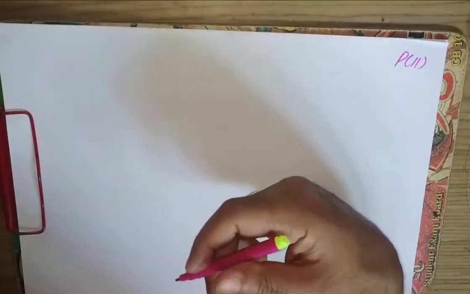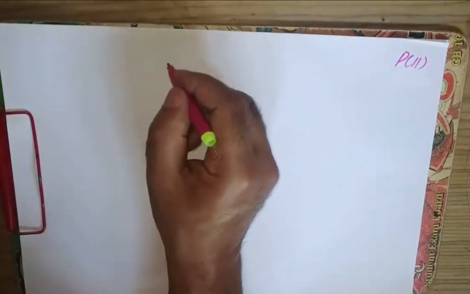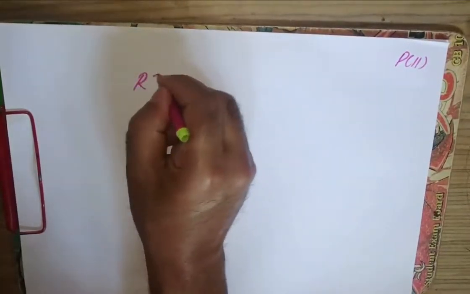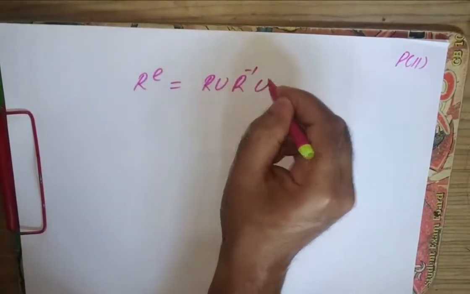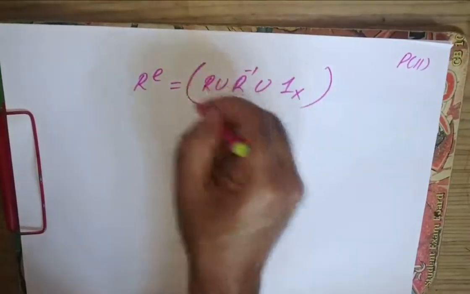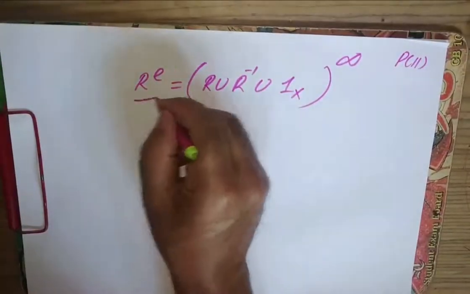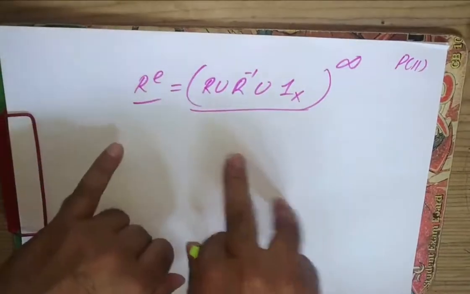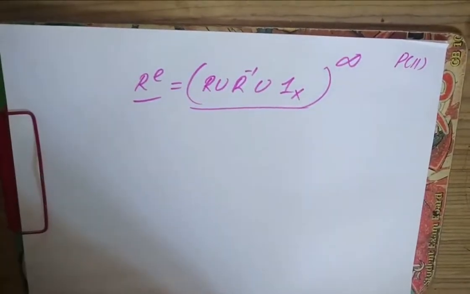So now the next theorem, in which we give the description of RE in terms of R, is very important. That theorem states that given any relation R, RE is equal to R union R inverse union IX power infinity. So this is a description of RE in terms of R. That's very important.